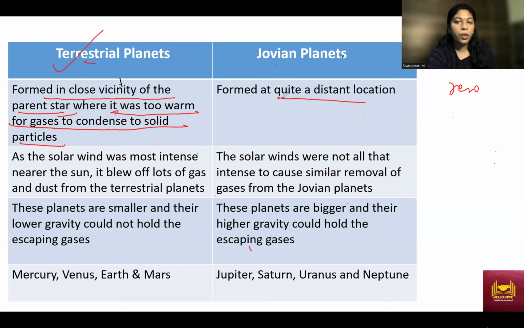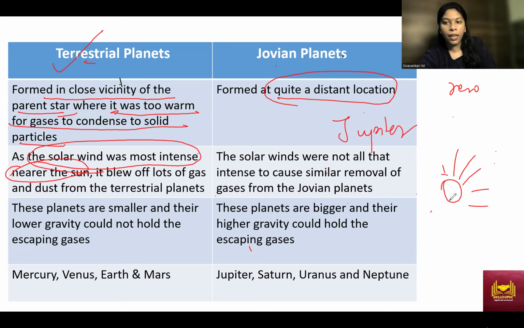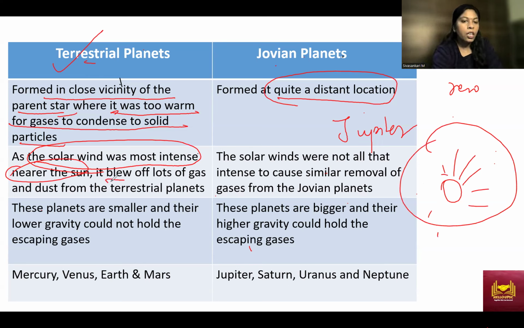But Jovian planets are found at a quite distant location, starting from Jupiter. They are far away. Then the second point: solar wind was more intense near the Sun, because the Sun is here. The flare from the Sun, we call this solar wind. That is very high, intense. It blew off a lot of gas and dust from the terrestrial planets. So it will take away. That is why I told you the atmosphere is thin compared to the Jovian planets.